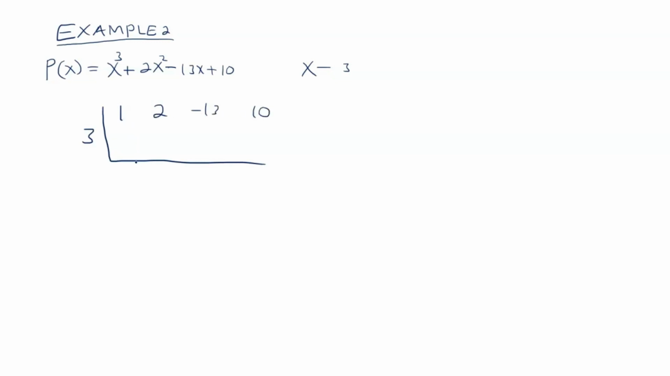So the first term, we put down the coefficient of the first term. So 1 times 3 is 3. Then you add: 2 plus 3 is 5. Then 3 times 5 is 15. Then you add it again, so that gives me 2. So 3 times 2 is 6. Then you add again, so that gives me 16. So I have got a remainder of 16. So that 16 is the remainder.